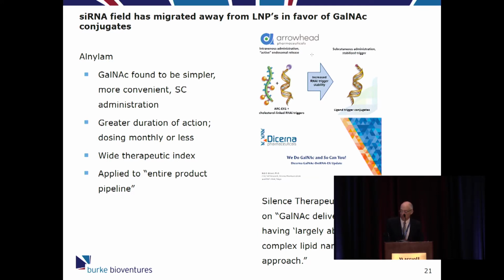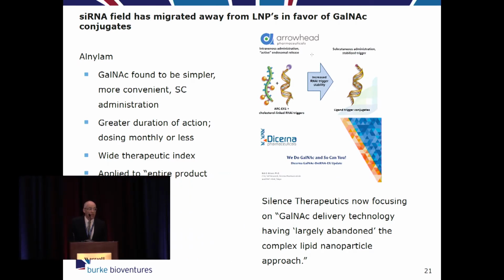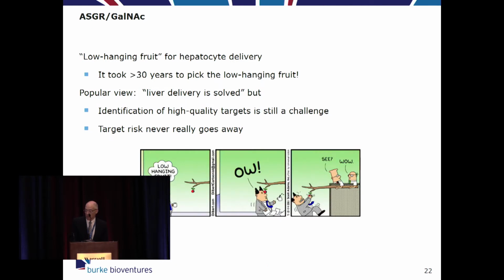Dicerna, this was Bob Brown's slide from several years ago, which I love the title, and we won't get into that topic right now. Silence announced that they were switching over to this, and nearly all of Alnylam's pipeline as well has opted for the simpler GalNAc conjugates. That's the low-hanging fruit, right?